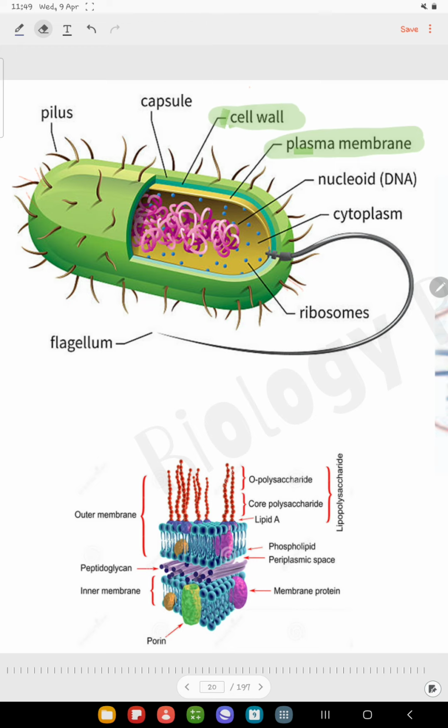So how do they move? They move either by producing a slime and then gliding on it, like myxobacteria, or they move by corkscrew-like rotation, like the spiral-shaped bacteria.